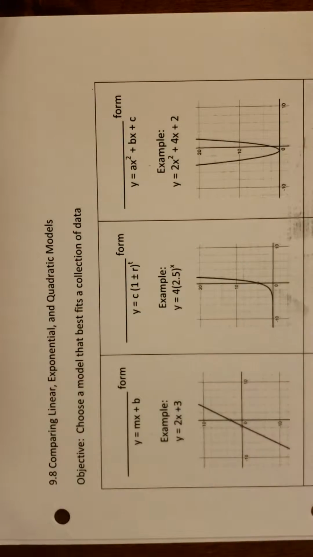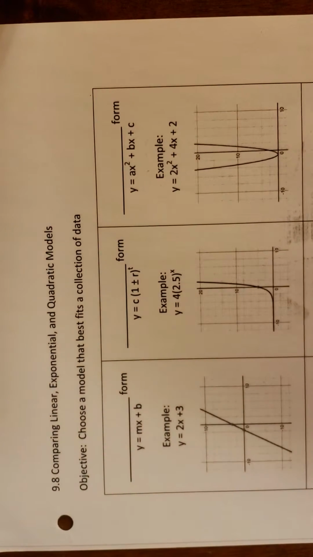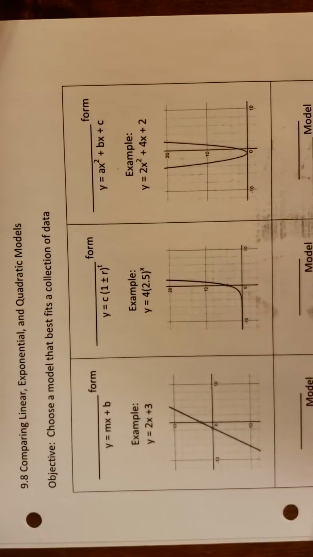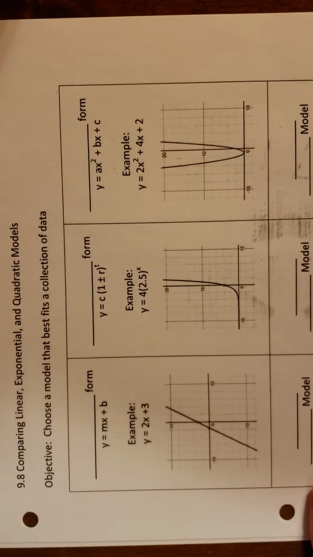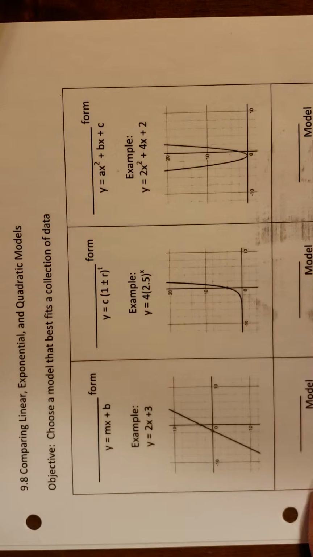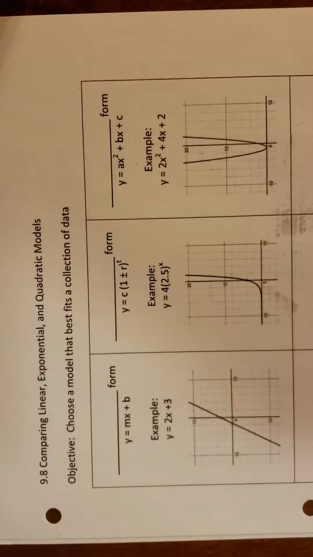All right, kids, we're in the home stretch of Chapter 9, last section, and it might be the fastest lecture that we have for this, I don't want to say for the year, but definitely for the chapter. We are going to compare linear, exponential, and quadratic models. You are very familiar with two of those. You are not familiar with one of them yet.